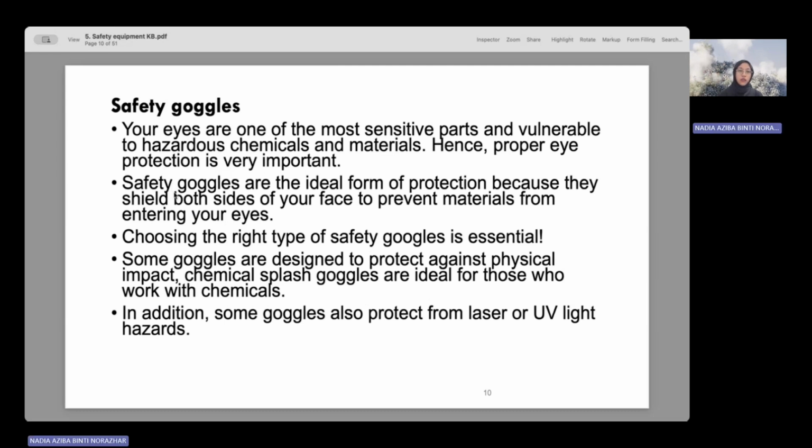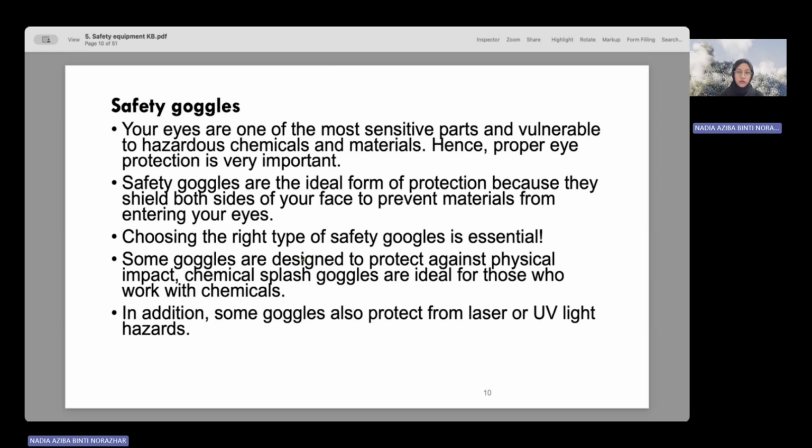Next, we'll be discussing safety goggles. Eyes are one of the most sensitive parts and vulnerable to hazardous chemicals and materials. So hence, proper eye protection is very important. It is the ideal form of protection because they shield both sides of your face to prevent materials from entering your eyes.